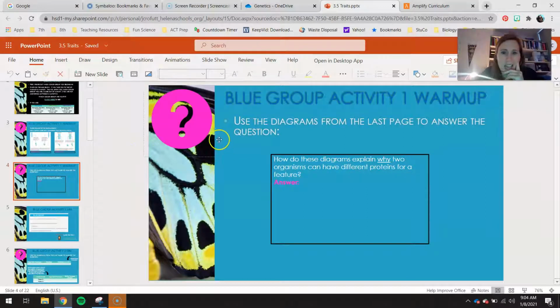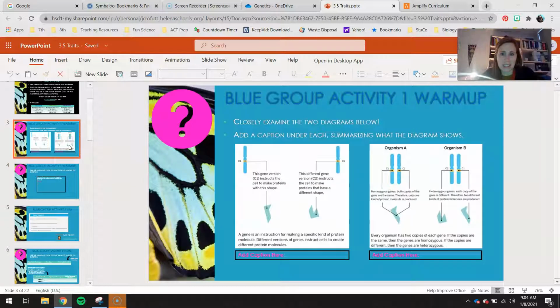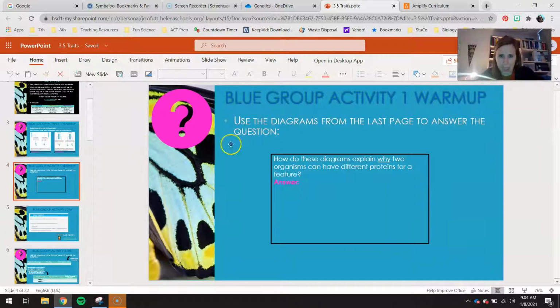Okay, your next slide, use the diagrams from the last page to answer the question. So again, refer back to these two diagrams if you need to. How do these diagrams explain why two organisms can have different proteins for a feature? So basically, what did you learn about those two diagrams that explain why organisms can make different proteins for the same feature?